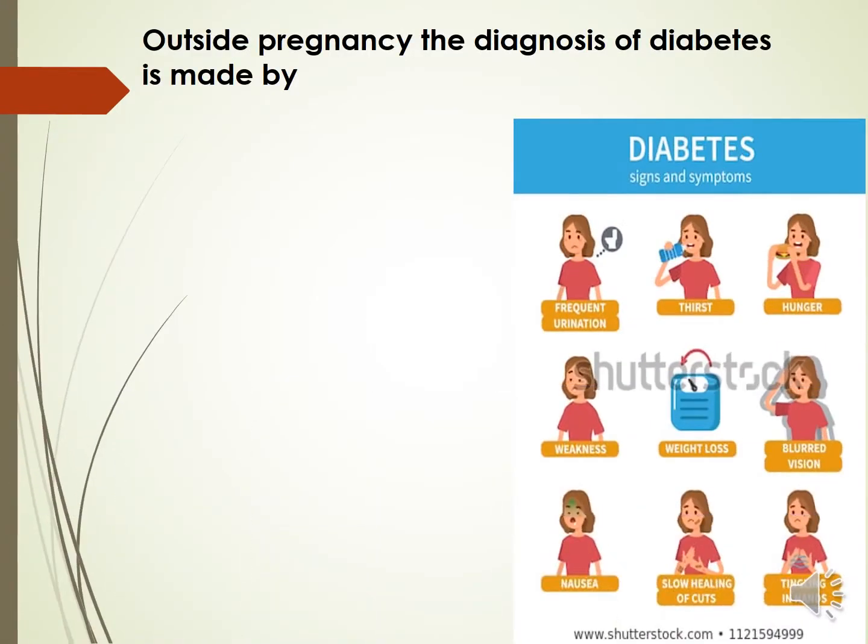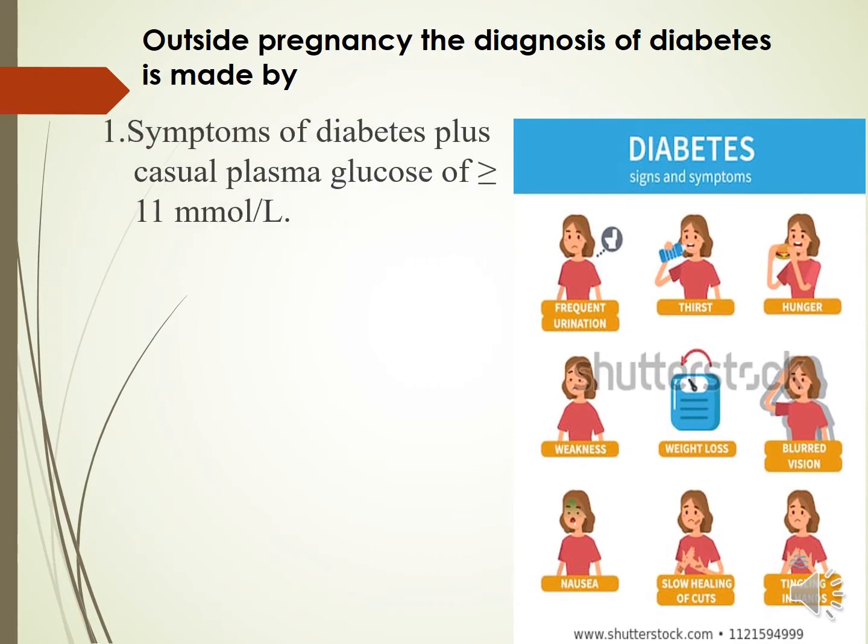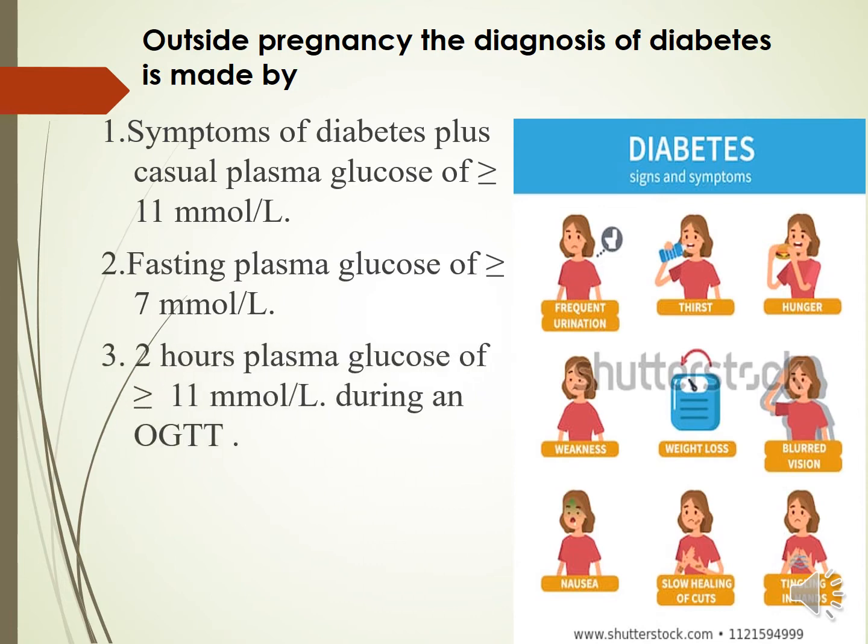Outside pregnancy, the diagnosis of diabetes is made by classical symptoms of diabetes, which are shown in this photo, plus casual blood sugar of equal or more than 11 millimole, fasting plasma glucose of equal or more than 7 millimole, 2-hour plasma glucose of equal or more than 11 millimole during oral glucose tolerance test, or by hemoglobin A1C of equal or more than 7.5.